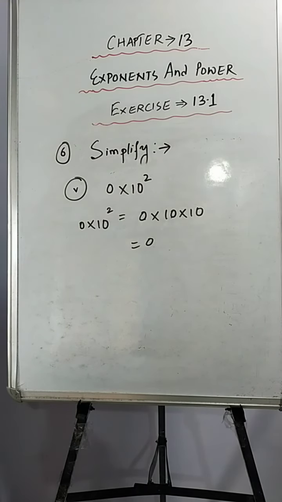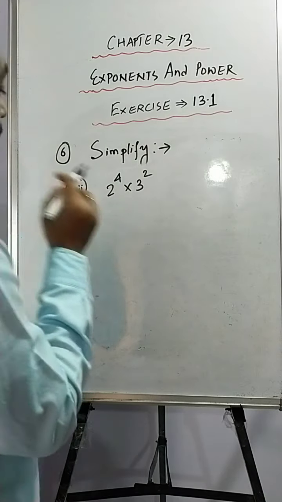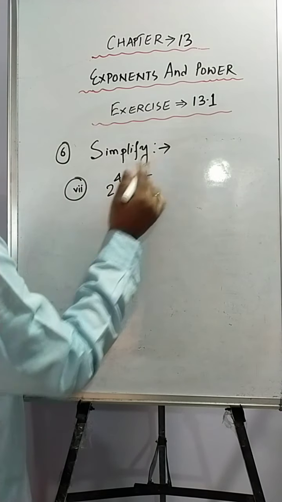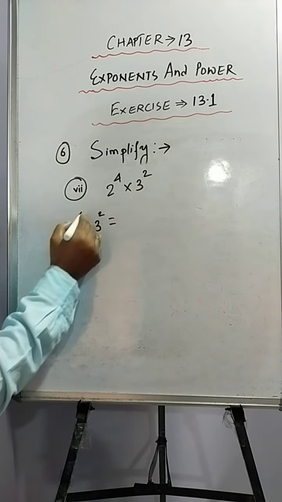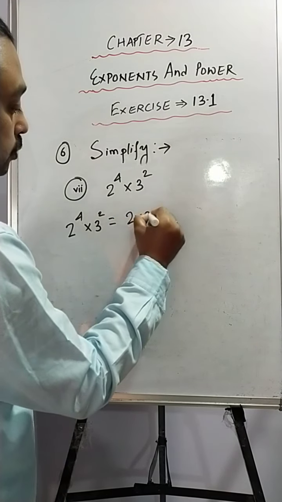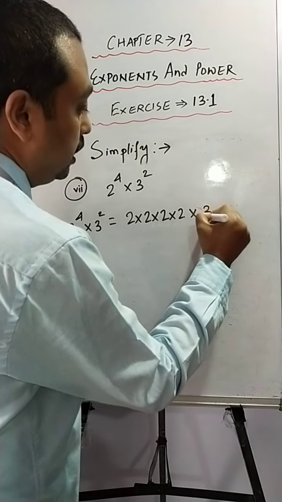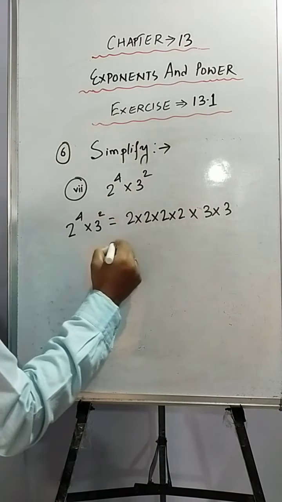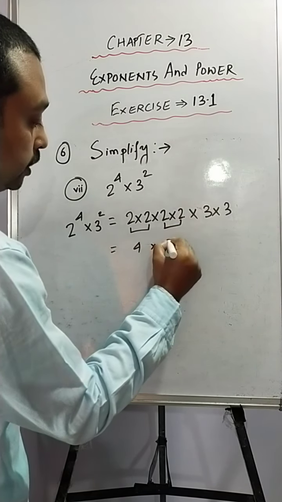Okay students, now let's move on to sum number 7. Now sum number 7, what we have? We have 2 to the power 4 into 3 square. So how to write this? That means 2 to the power 4 means 2 into 2 into 2 into 2 and then 3 into 3. Okay, so 2 into 2 is what? 4. Again 2 into 2 is what?